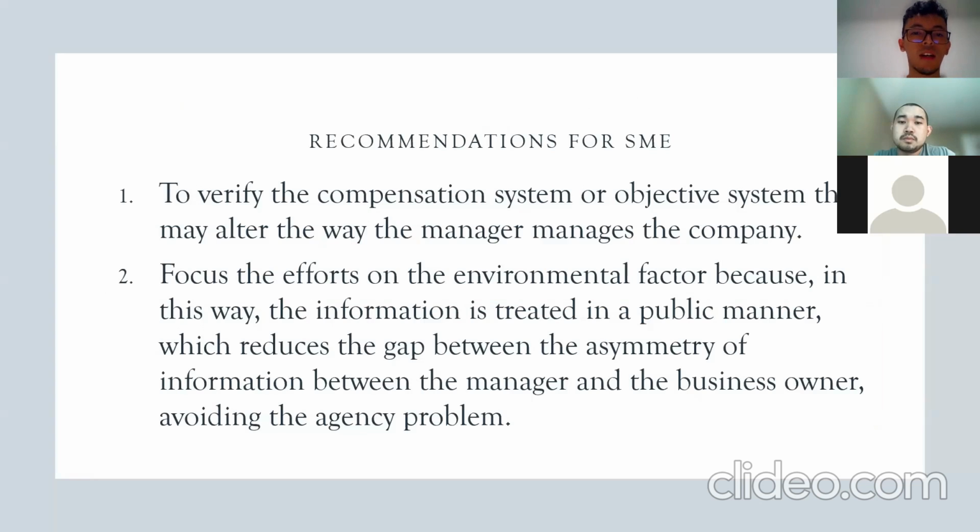Okay, so taking into account the agency theory, what are the recommendations for small and medium companies? So first one is to verify the compensation system or objective system that may alter the way that managers manage the company. It means that, for example, small companies can change the compensation or the salary from a fixed range to a variable range according to the sales or according to the performance in their objectives.